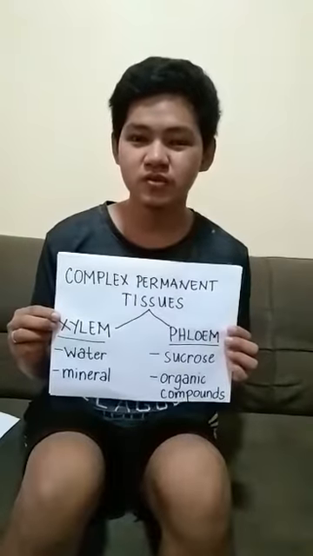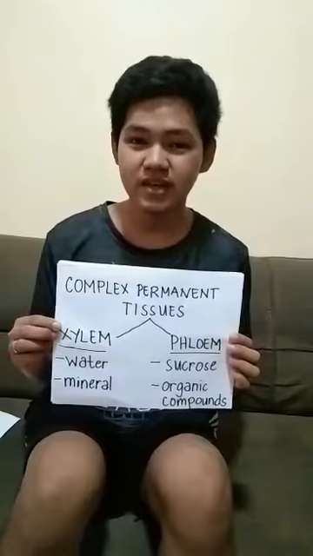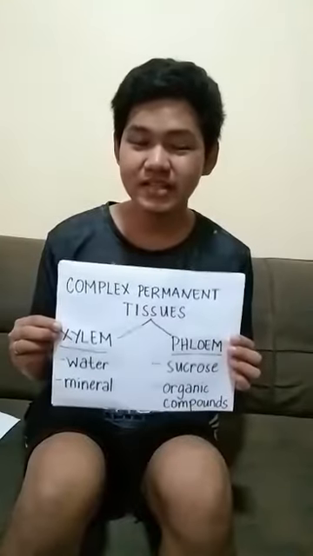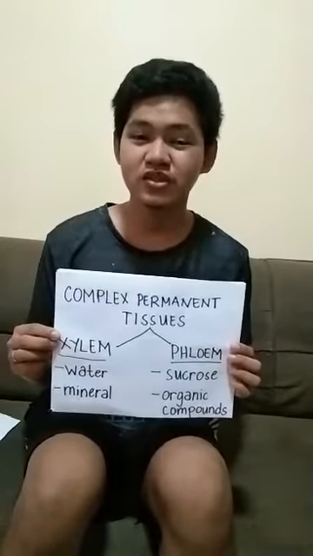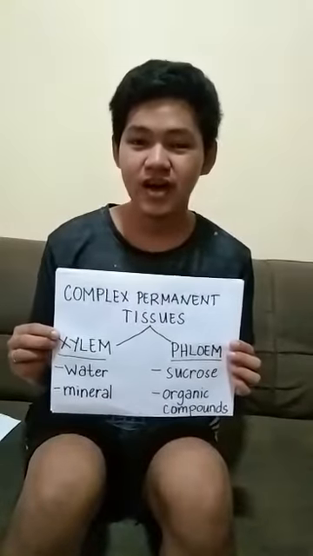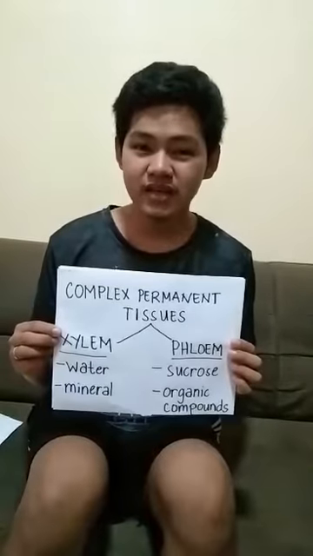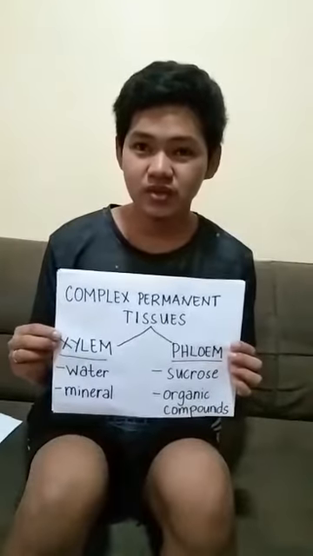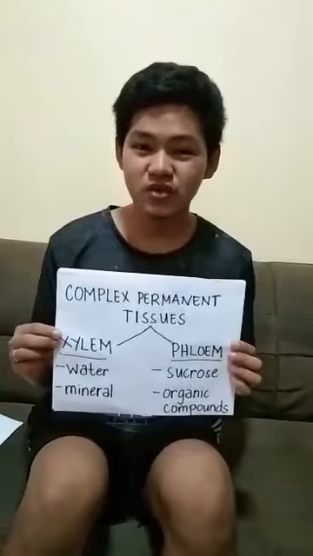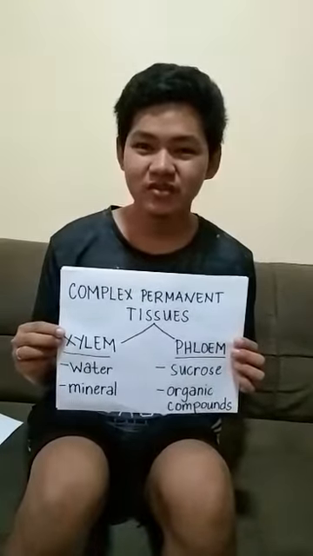Now let's go to xylem. Xylem is considered to be water conducting tissue since its main responsibility is to distribute water and minerals from the roots. And on the other hand, phloem is considered to be food conducting vascular tissue since it distributes sucrose and organic compounds throughout the plant's body.